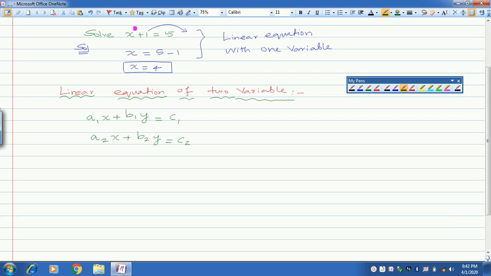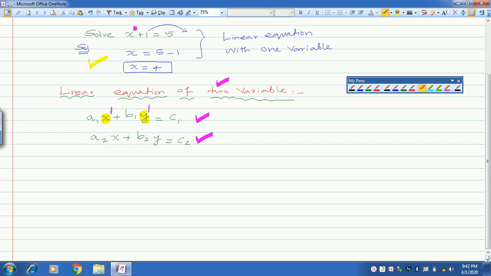Why we are calling this one as a linear equation? Because what is the degree of x and y? This is 1 and this is also 1. Since you have two equations, we call it two variable x and y. If you solve this one, you have to get the value of x and y at the end, whereas in the last one we have only one x, therefore you will get only one value of x, one variable.